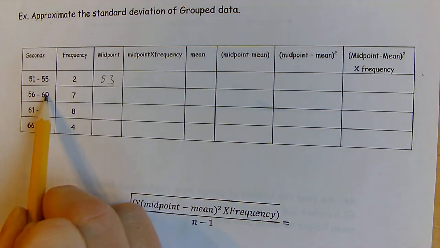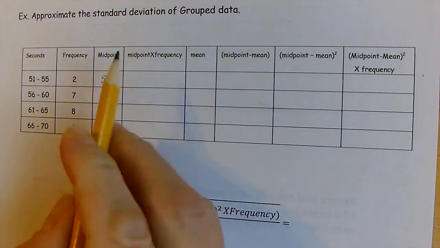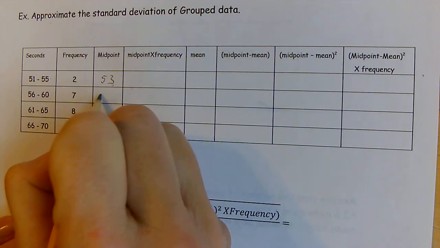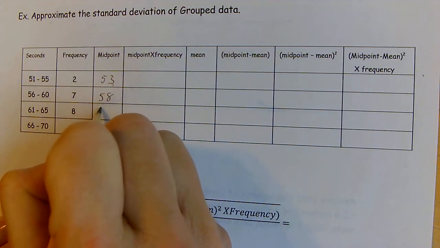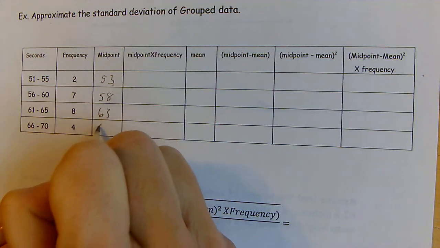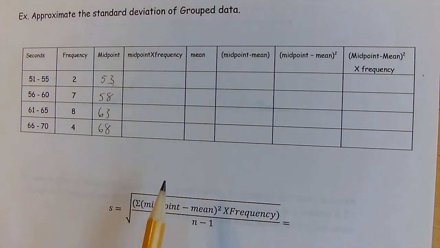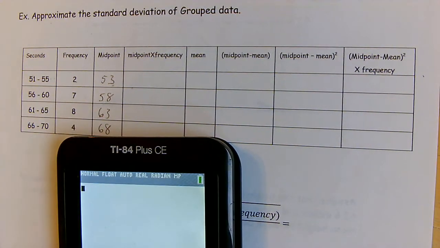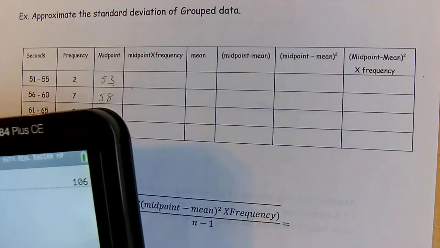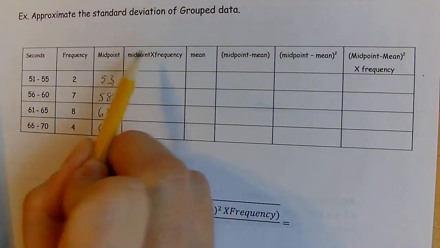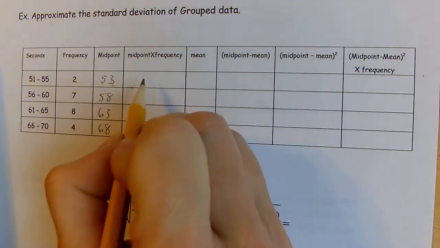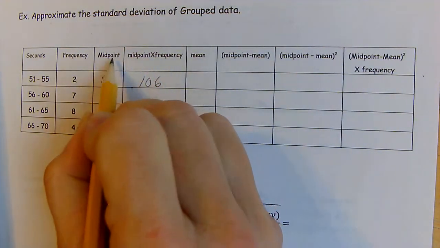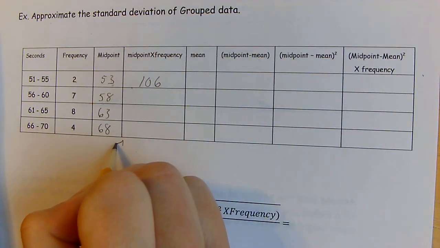My classes are going up. My class width is 5. So these are going up by 5 as well. So the midpoint times the frequency is what this column is going to be. Then I'm going to need the sum of that.